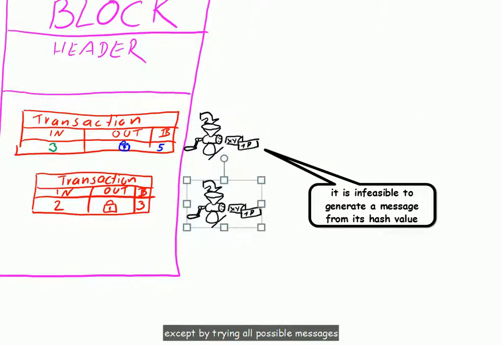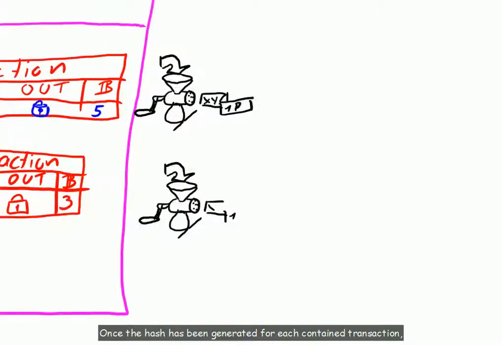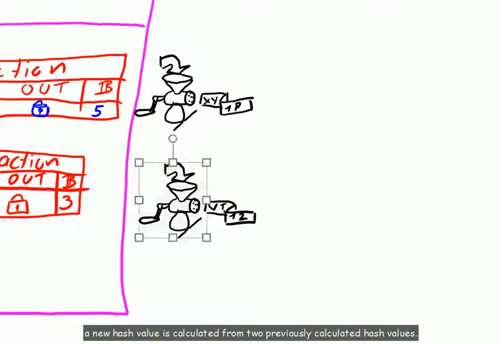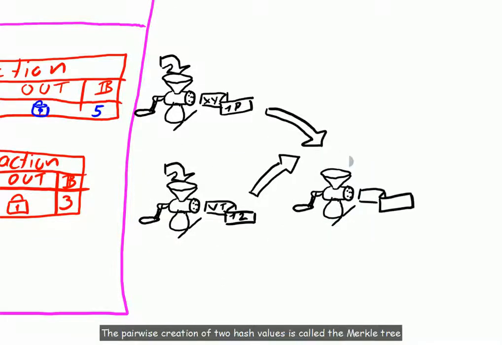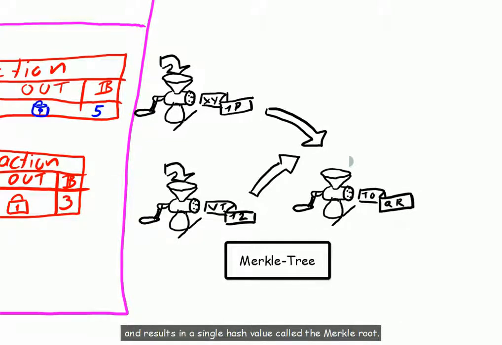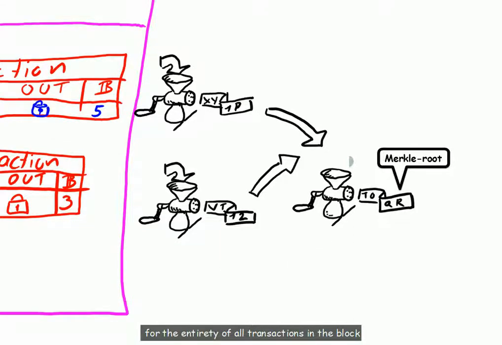Once the hash has been generated for each contained transaction, a new hash value is calculated from 2 previously calculated hash values. The pairwise creation of 2 hash values is called the Merkle tree and results in a single hash value called the Merkle root. The Merkle root is therefore the hash for the entirety of all transactions in the block.